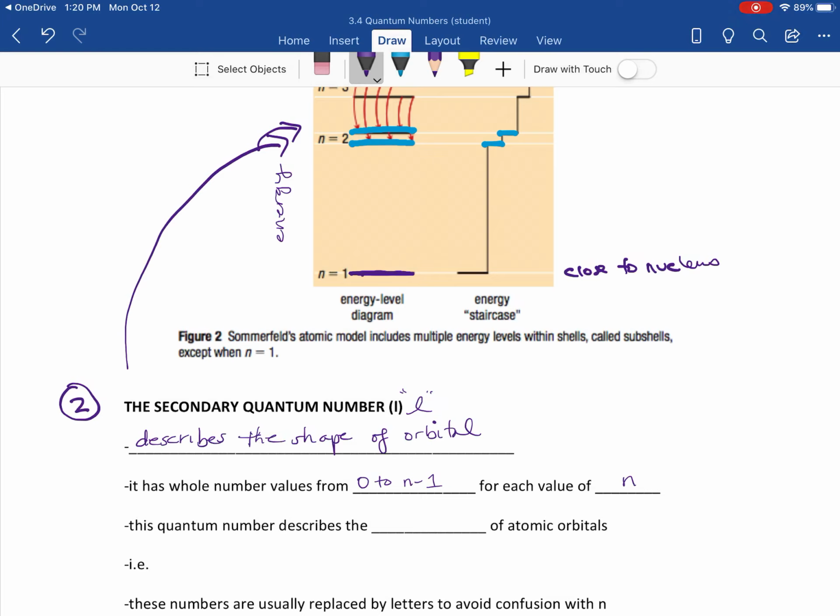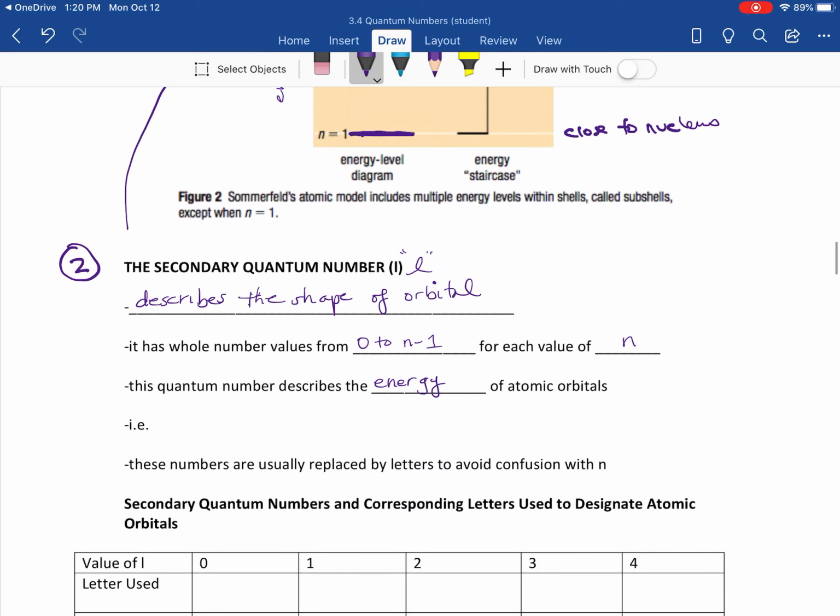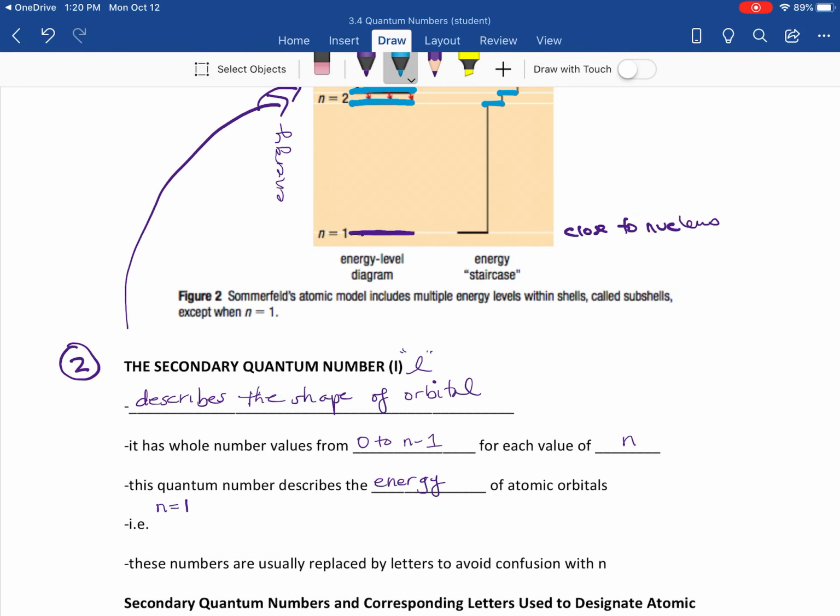This number describes the number or the energy of atomic orbitals. So, for instance, if n equals 1, take a look here. That's what I'm talking about right here. If I'm talking about my first energy level, the possibilities for this particular secondary quantum number can only be 0, because my rules are right here: 0 to n minus 1.